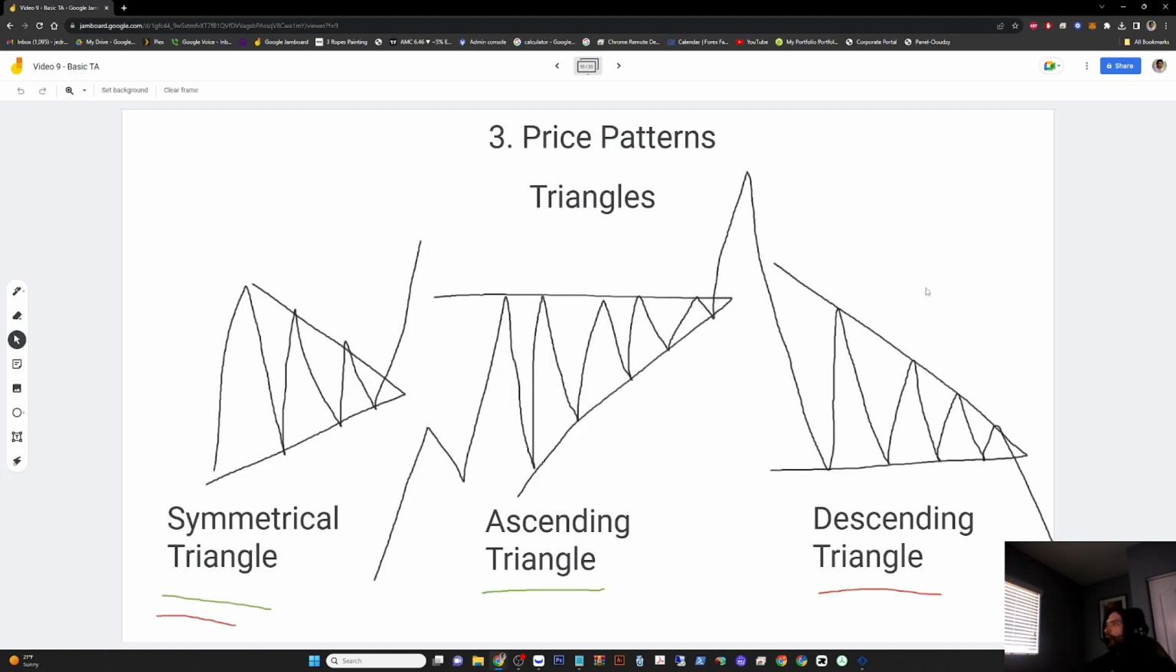3. Price patterns. First, we'll talk about triangles. They're symmetrical triangles that show price consolidating into a smaller range until there's a breakout. It gets smaller and smaller and smaller, and then it breaks out. On an ascending triangle, you can see the same price range is continually tested, and the support price keeps rising. Support keeps rising. The support line is moving up. Resistance is staying the same until it reaches a breakout.